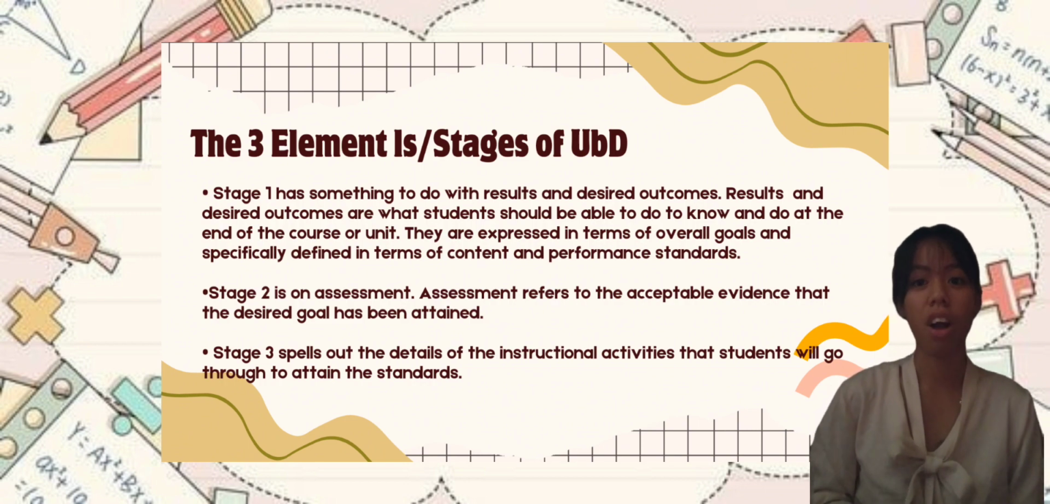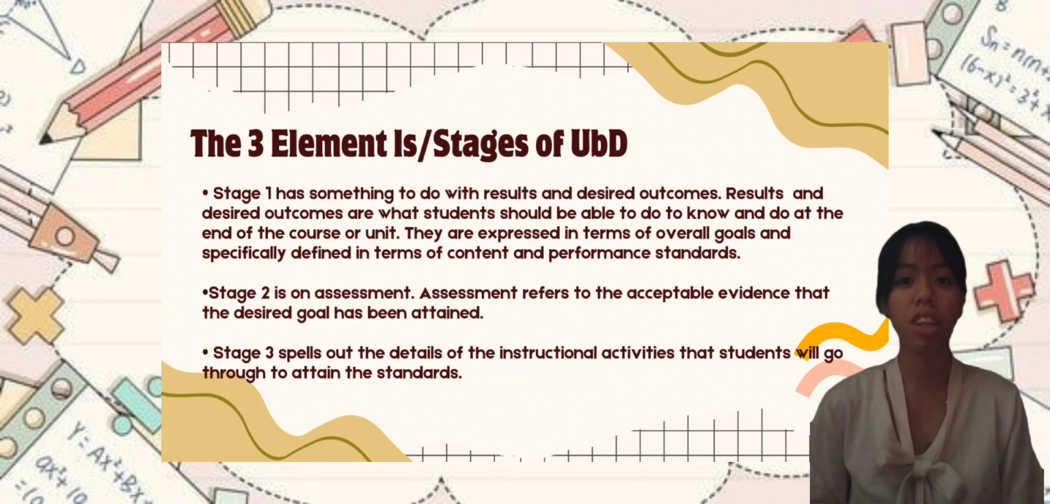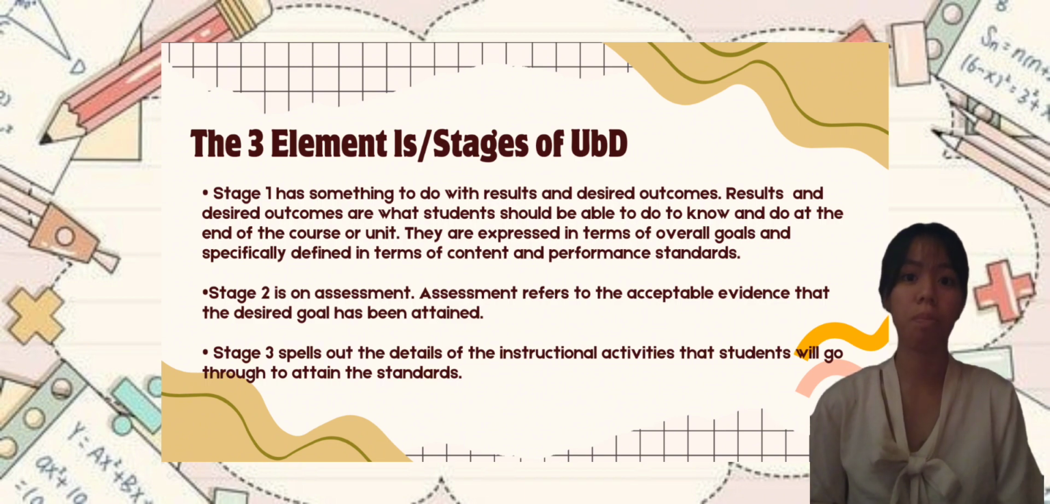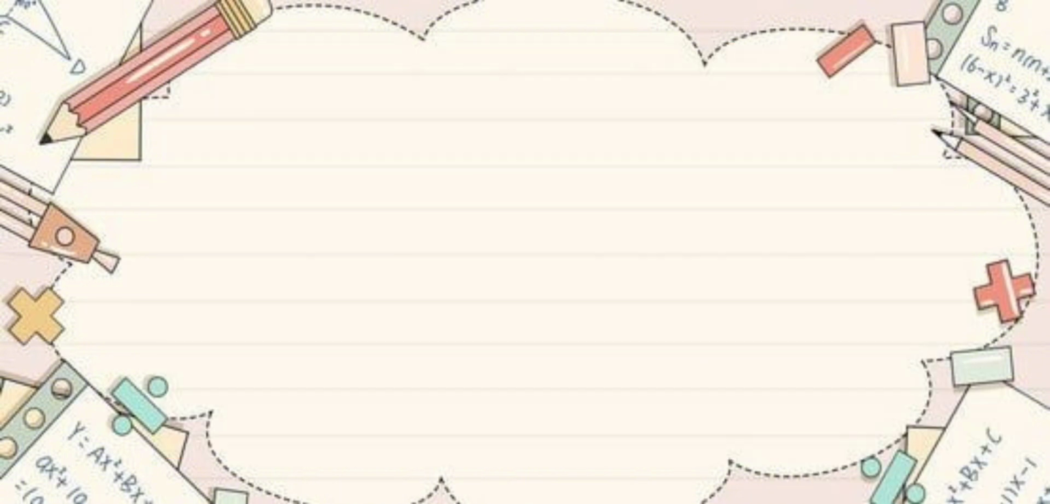Stage 2 is on assessment. Assessment refers to the acceptable evidence that the desired goal has been attained. Stage 3 spells out the details of the instructional activities that students will go through to attain the standards.